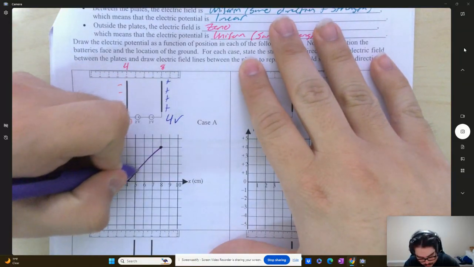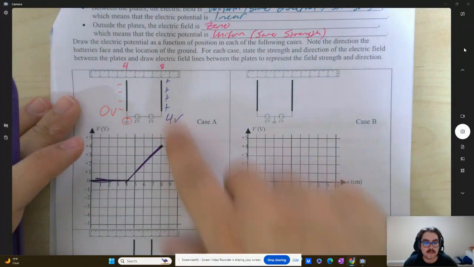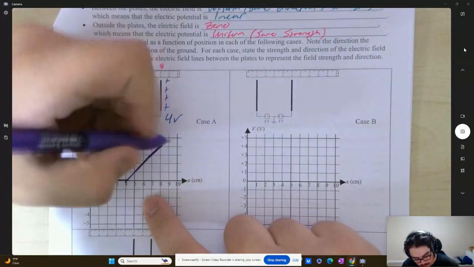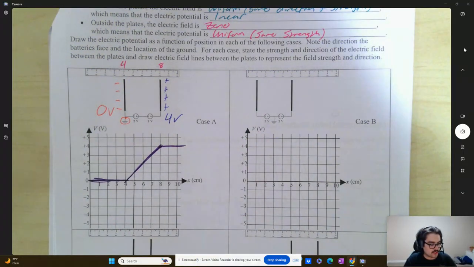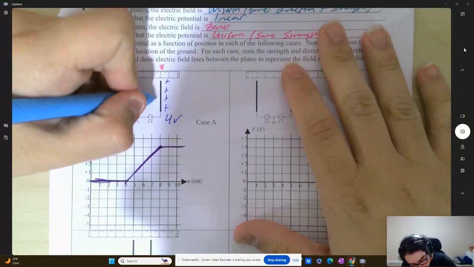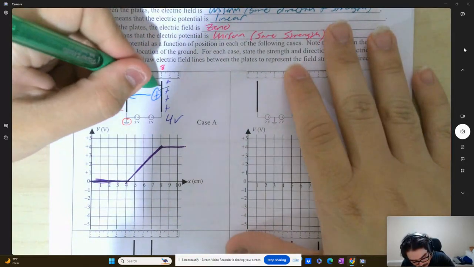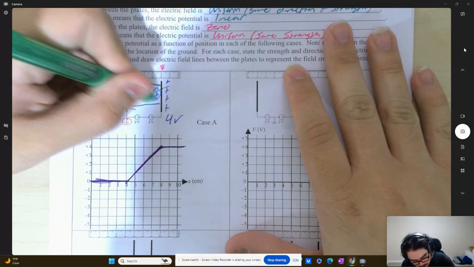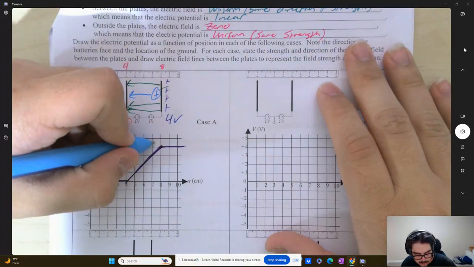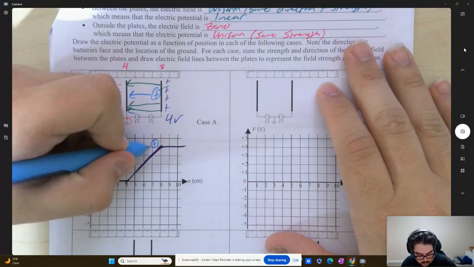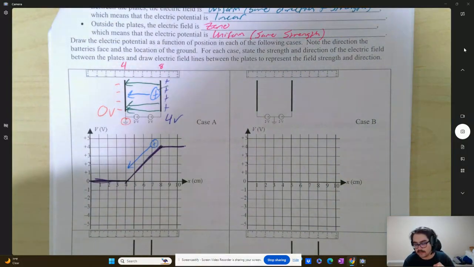If I had my ruler, I would make it a straight line, but I don't have my ruler because I am in the safety of my own home. And then past the plate, it's going to be the same. It'll just stay 4. The gist here is that if you had a positive charge right here, it would go this way, because the E field is flowing from this plate over to that plate. You see what I'm saying? You can also prove this because if you were to drop a marble at this position, it would roll downhill.